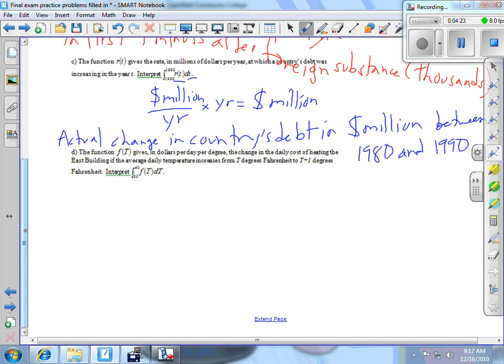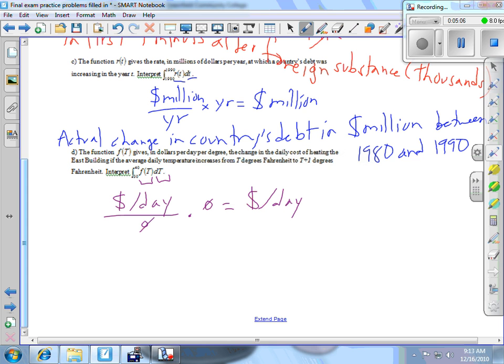Finally, most complicated one, the function f of t gives in dollars per day per degree the change in the daily cost of heating the east building if the average daily temperature increases from t degrees Fahrenheit to t plus 1 degrees Fahrenheit. Interpret the integral from 30 to 40 of f of t dt. Okay, to simplify this, again, we want to think about units first. The f units are given, it's complicated, dollars per day per degree times t units. T is measured in temperature, which is degrees. And again, we cancel, and we get dollars per day. So somehow, this integral is going to give us some answer in the unit dollars per day.